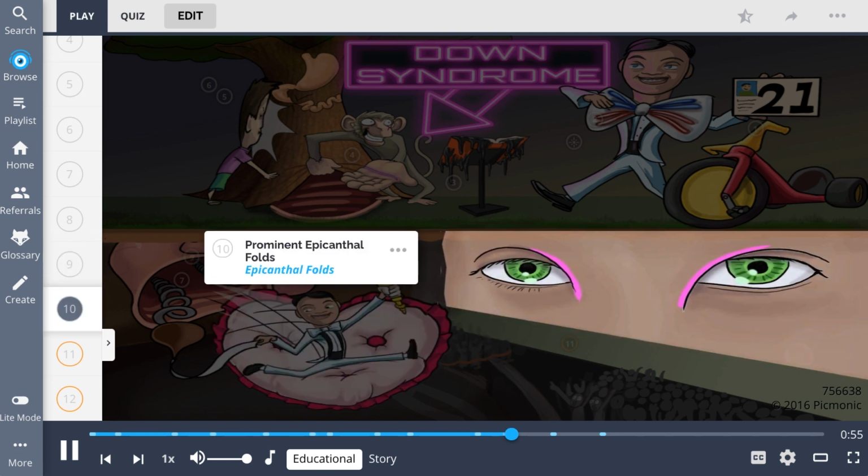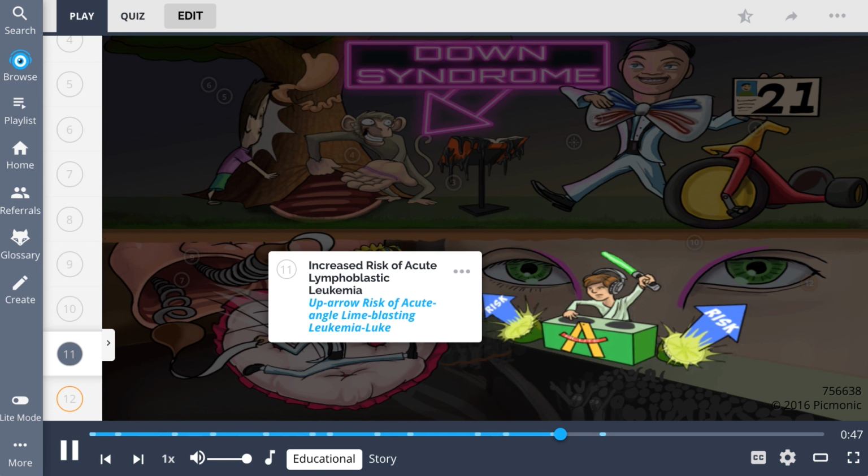Another distinct feature in those with Downs is the existence of prominent epicanthal folds in the face, shown literally as epicanthal folds in the image. Children with Down syndrome have a markedly increased risk for acute lymphoblastic leukemia, the up arrow risk of the acute lymphoblastic leukemia Luke.